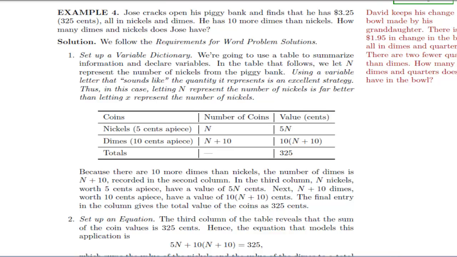Solution. We follow the requirements for word problem solutions. 1. Set up a variable dictionary. We're going to use a table to summarize information and declare variables. In the table that follows, we let N represent the number of nickels from the piggy bank. Using a variable letter that sounds like the quantity it represents is an excellent strategy. Thus, in this case, letting N represent the number of nickels is far better than letting X represent the number of nickels.